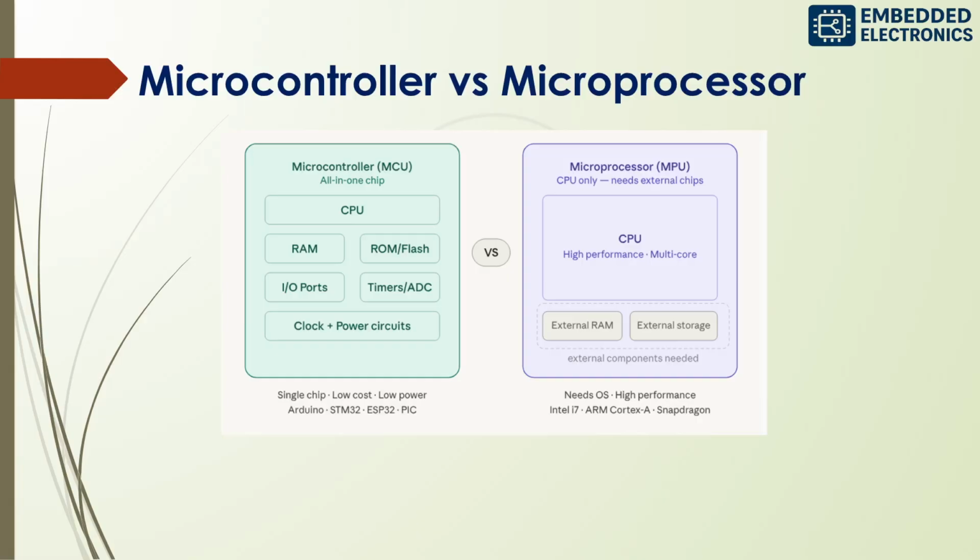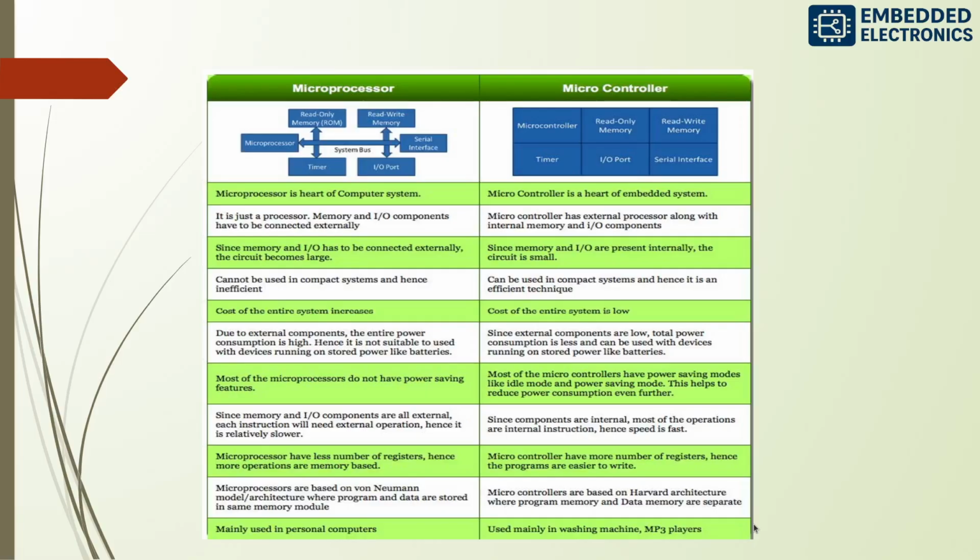So now, what are the differences between microcontroller and microprocessor? We got some idea. Here you can see the difference. The microprocessor is the heart of the computer system, but the microcontroller is the heart of the embedded system.